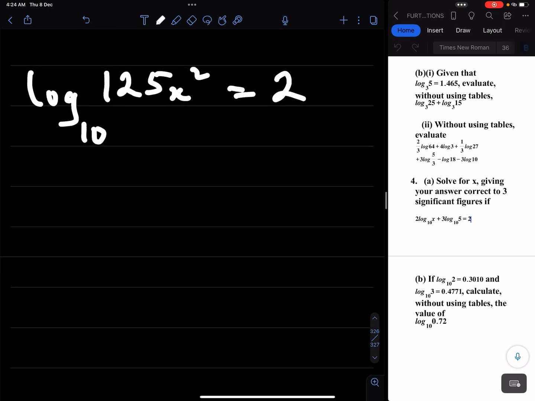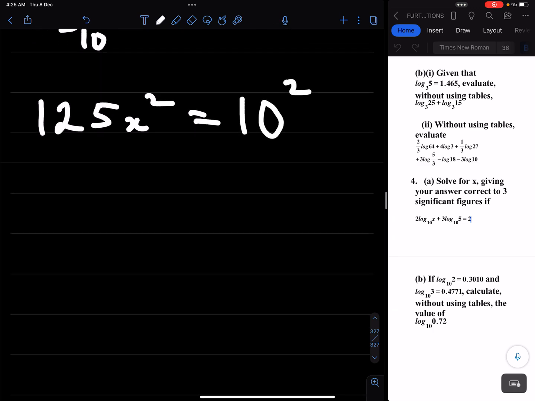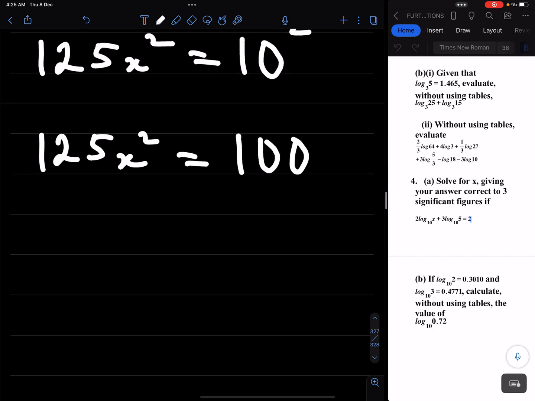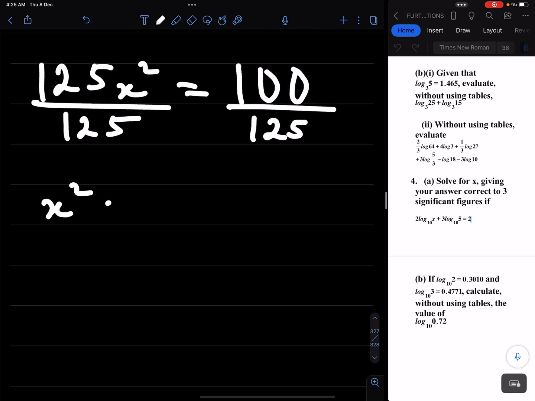Now if I write the logarithmic equation in index form, I'm going to have 125x squared equals 10 raised to power 2, and that's the same as 125x squared equals 100. Now if I divide both sides by 125, that will mean x squared equals 100 divided by 125, which is 0.8.